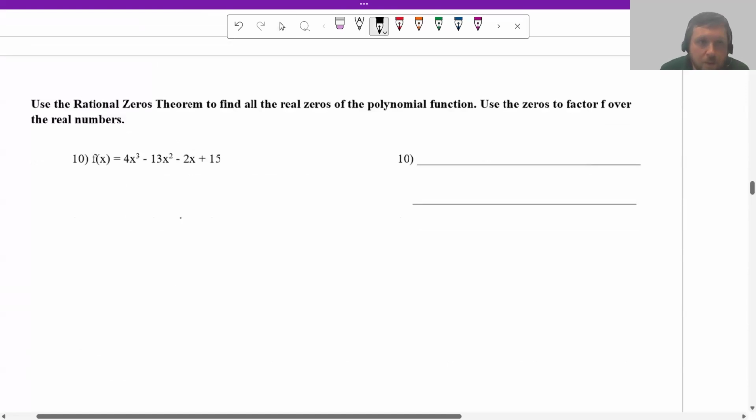Use the rational zeros theorem to find all the real zeros of the polynomial function. Use the zeros to factor f over the real numbers. So rational zeros theorem. So I'm looking at the 15 and I'm looking at the 4 there.